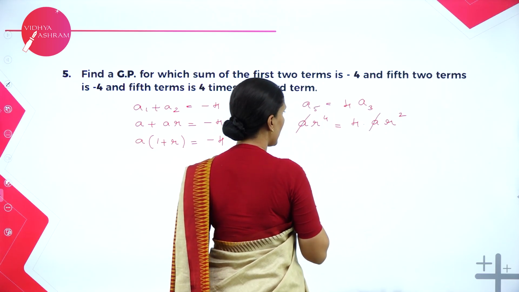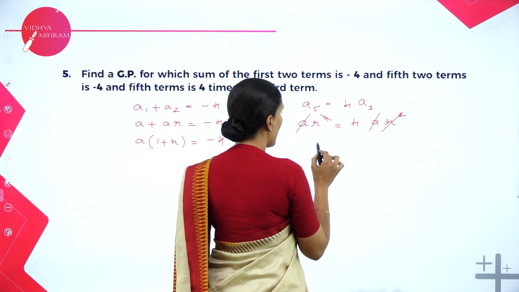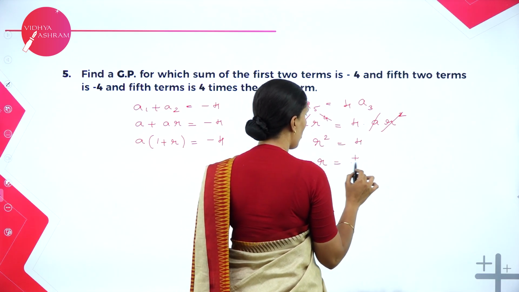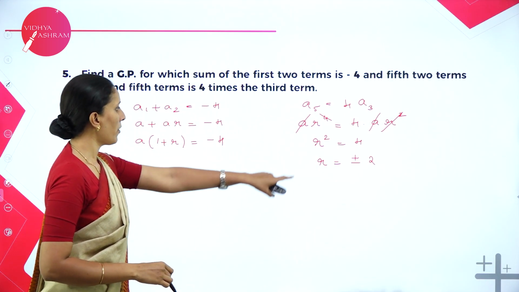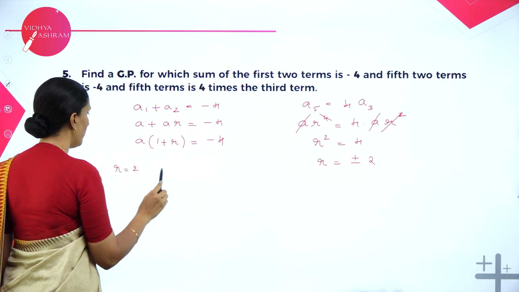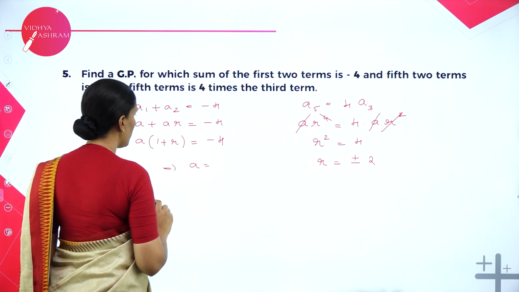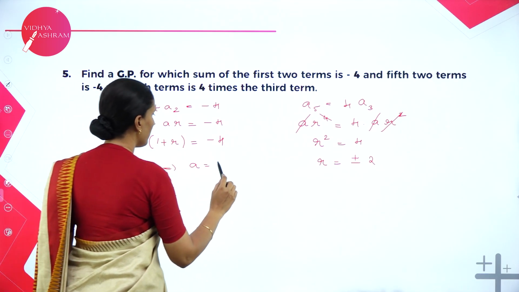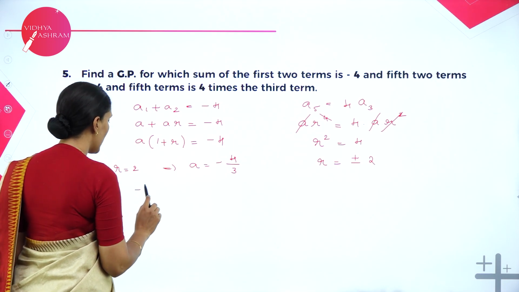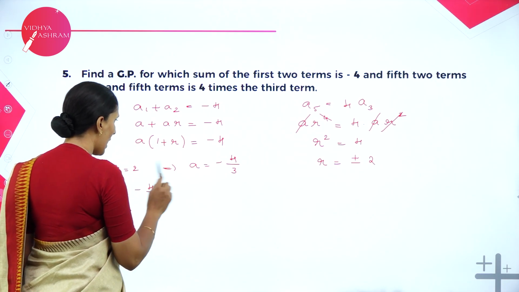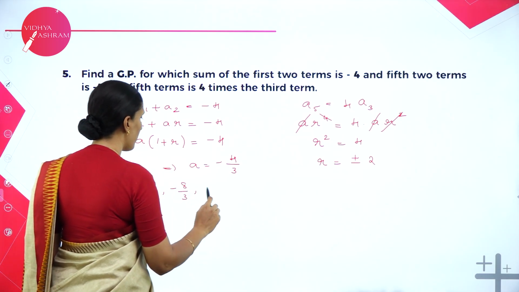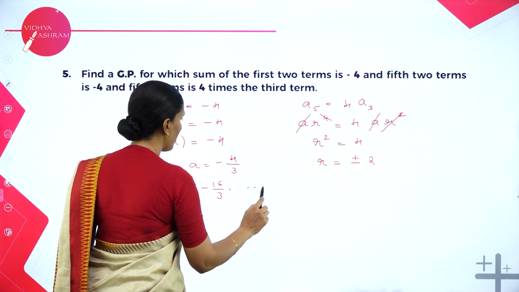Now here if we take A5, it is AR power 4 is equal to 4 times into AR square. So A gets cancelled, R square gets cancelled. So R square is equal to 4, R is equal to plus or minus 2. Now depending upon R is equal to plus 2 or minus 2, so here if R is equal to 2, then A is equal to, so 1 plus 2 is 3, which becomes minus 4 by 3. So this implies the GP is A, AR, AR square, so minus 4 by 3, minus 8 by 3, minus 16 by 3. So the GP will be this.